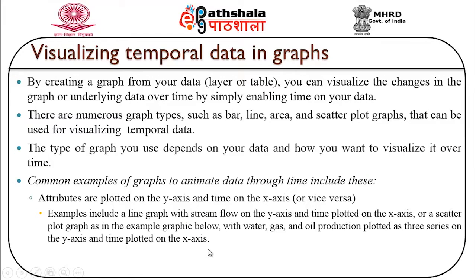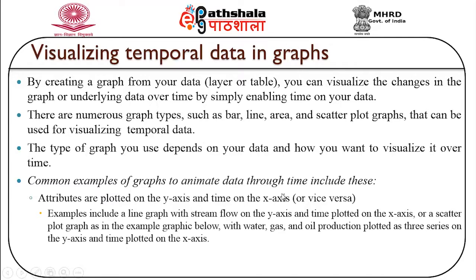By creating a graph from the data, that is, a layer or the table, we can also visualize the changes in the graph or the underlying data over time by simply enabling time on our data set. There are numerous graph types, such as bar, line, area and scatter plot graphs, that can be used for visualizing temporal data as such. The type of graph that we use depends on the data and how you want to visualize it over time. Common examples of graphs to animate data through time include some of these.